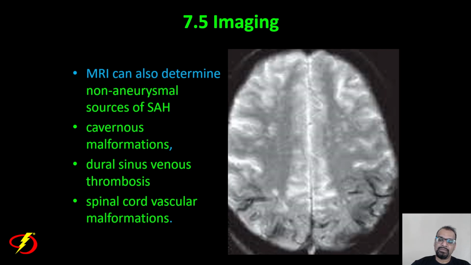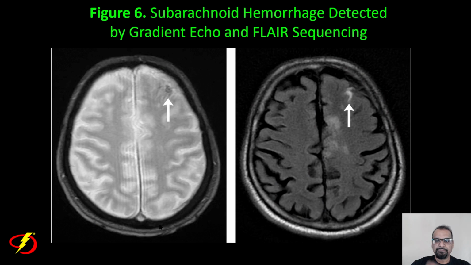MRI can also determine non-aneurysmal sources of subarachnoid hemorrhage, including cavernous malformations, dural venous sinus thrombosis, and spinal cord vascular malformations. And we'll be discussing these at a later lecture. Here's another gradient echo image, again demonstrating this region of iron deposition or subarachnoid hemorrhage.